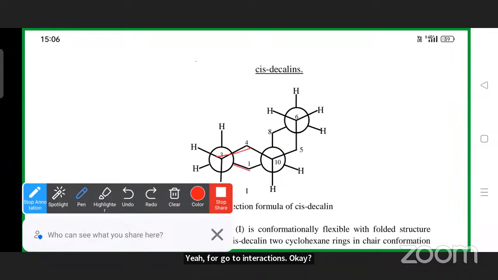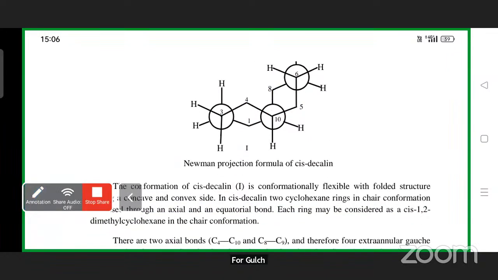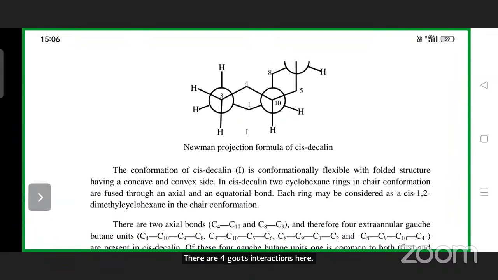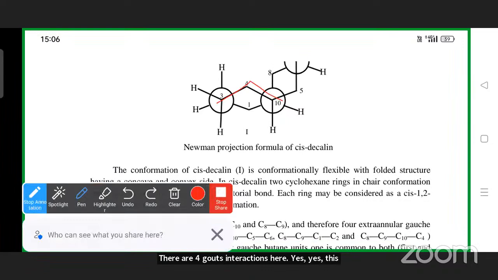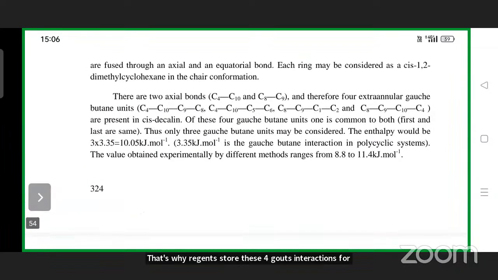Here this is 1, 2, 3, 4. There are 4 gauche interactions. Because of the presence of these four gauche interactions, and for each gauche interaction being 3.35 energy, for four you can calculate how much.